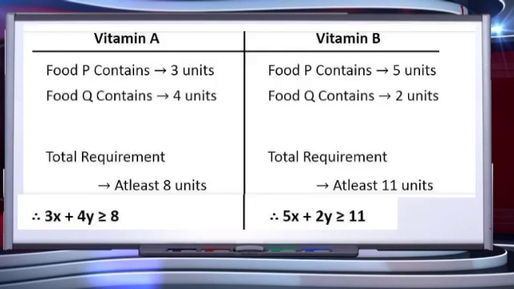On the basis of this given information, we can frame our constraints because we have associated P with x and Q with y. So 3x plus 4y should be greater than or equal to 8, because here it is at least 8 units, and the maximum could be any. Similarly, 5x plus 2y should be greater than or equal to 11. Again, because at least 11 units were required and maximum is not given, it has to be at the minimum of 11 and maximum could be any. So greater than or equal to 11.